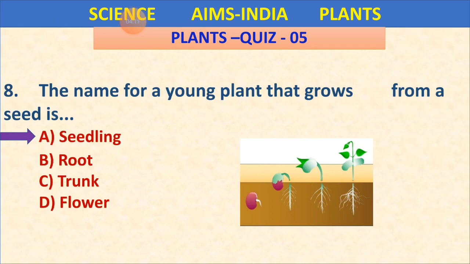The name for a young plant that grows from a seed is called what? Seedling. We call it a seedling. From the first stage where it grows as a plant, when we see the first leaf and roots, that is called the young plant. That young plant is called a seedling.